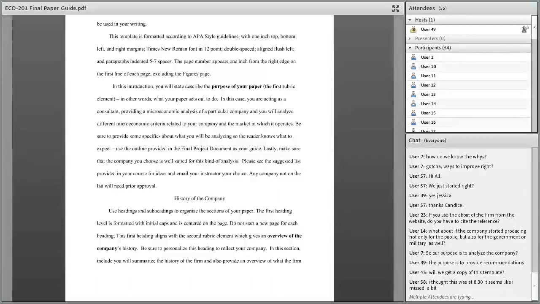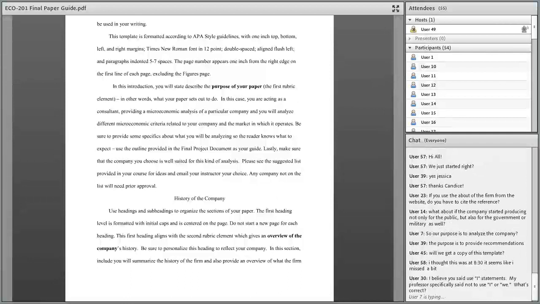Marco, the copy of this template is available in the website, in the course, under the final project, the final essay resources. Amanda, you didn't really miss a lot. It's just really very short, milestone 1. You only have to go through the introduction and the history of the company. So there's not a lot to go over in terms of rubric requirements.